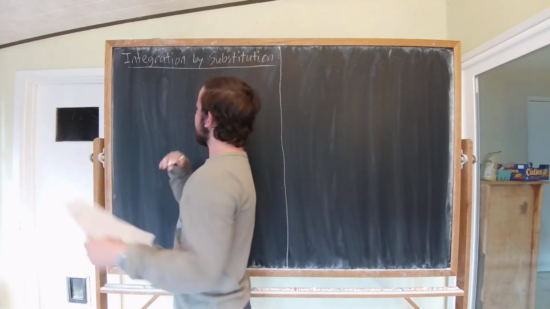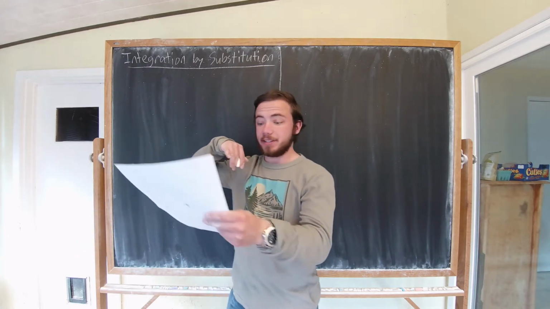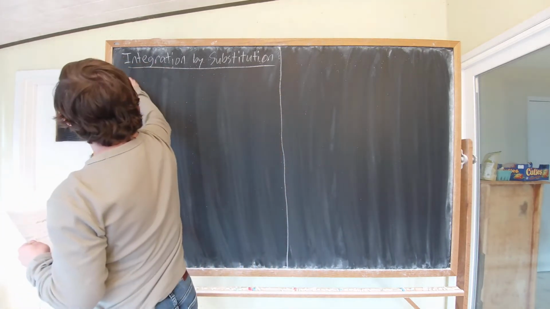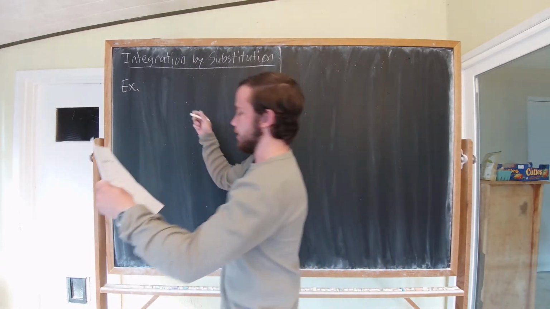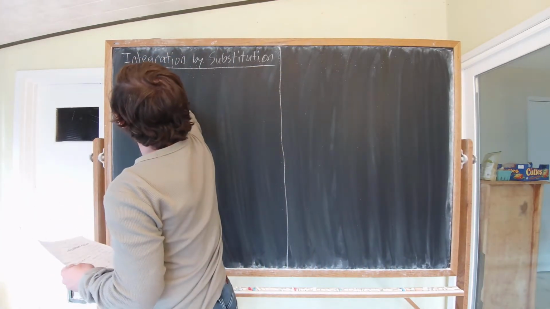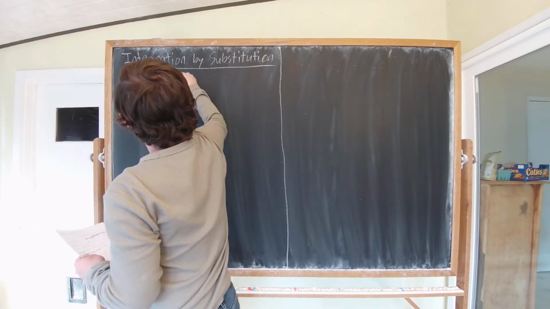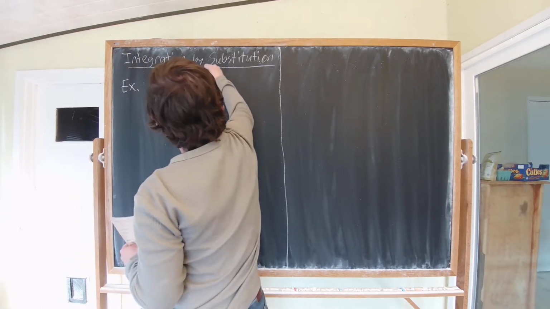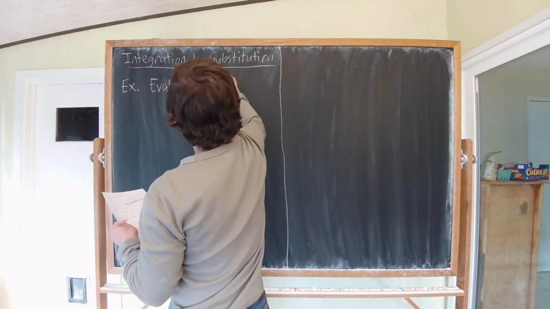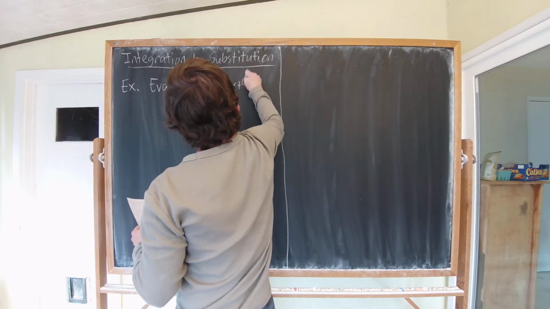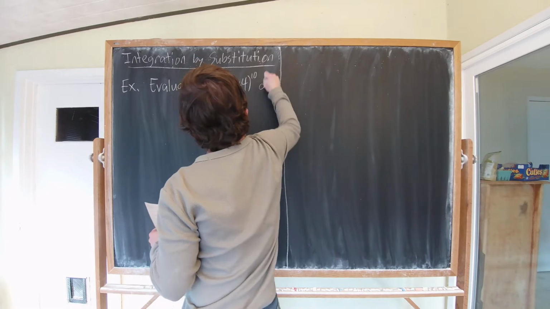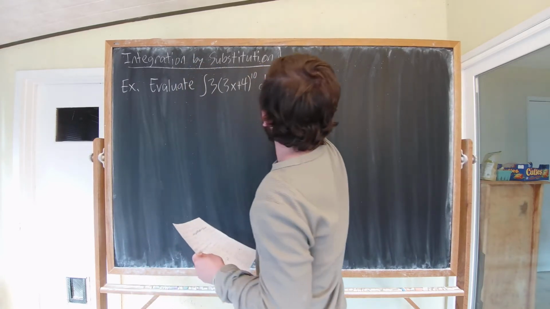Alright, so we're going to call this process integration by substitution. And let's start off with an example, and then from the example we'll develop the general theory. Let's say we wanted to evaluate the integral of 3 times (3x plus 4) to the 10th power dx.